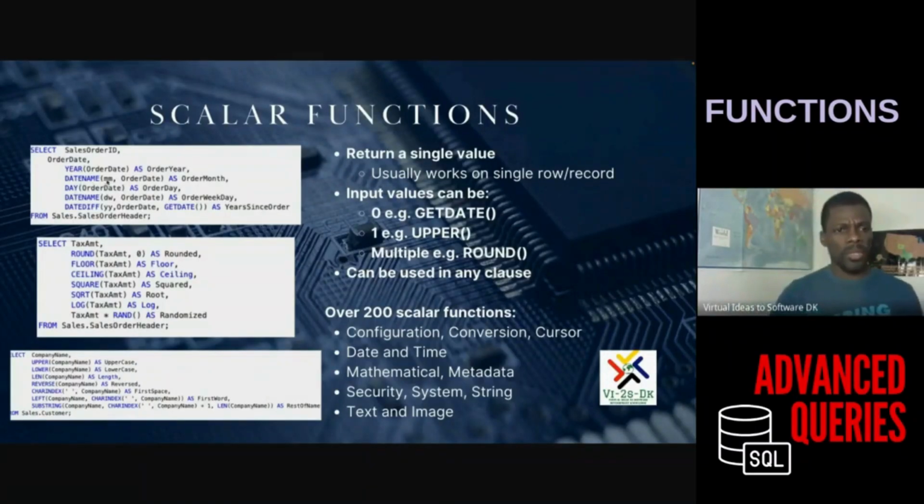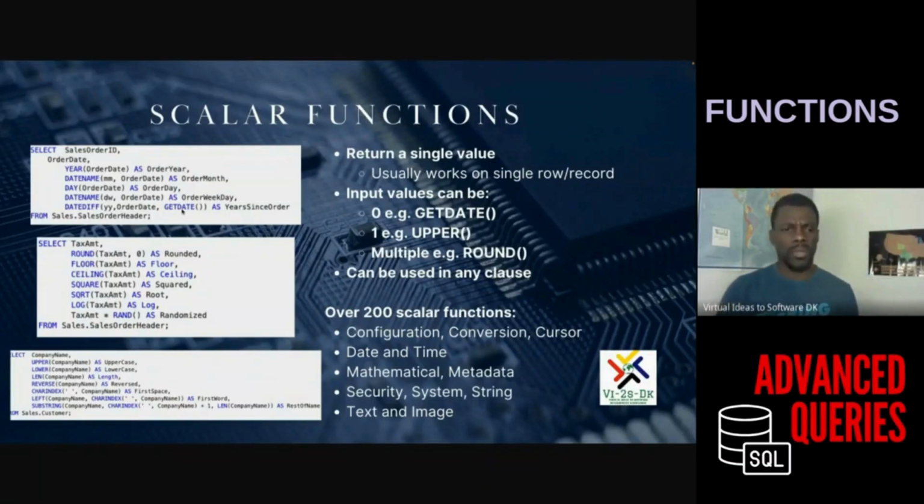In this case, when you type it in, the output is going to be a month, which is going to be 2 decimal places. DW is going to be the day of the week. YY is going to give you the difference between the order date in this case and today's date, which is getDate. In this particular case, we're using a nested function. So we'll talk about that in detail.